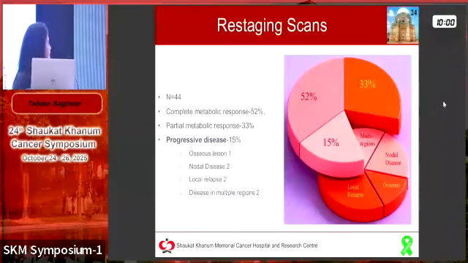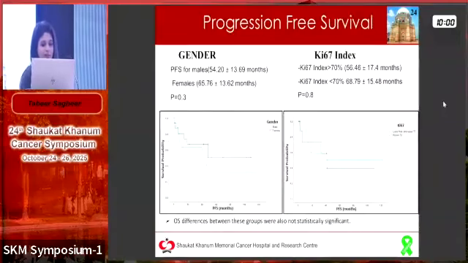Further categorizing the progressive disease, the least of them was osseous lesion and there was an equal amount of nodal, local, and multiple region relapse, as shown in the chart as well. Coming to the results of progression-free survival, we calculated the progression-free survival on the basis of gender and Ki67 index.